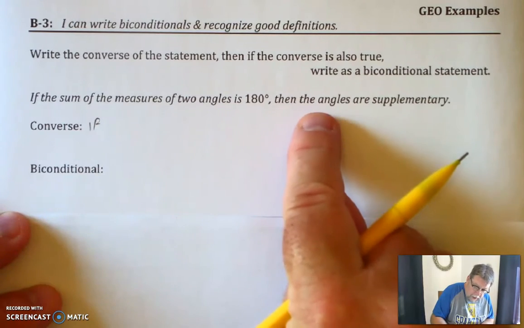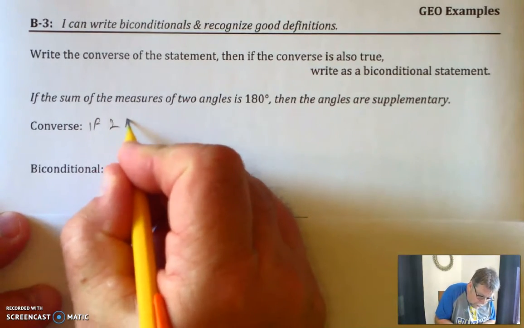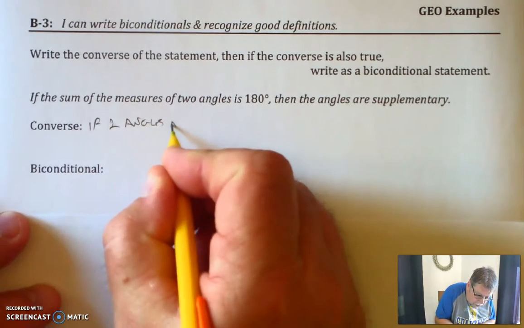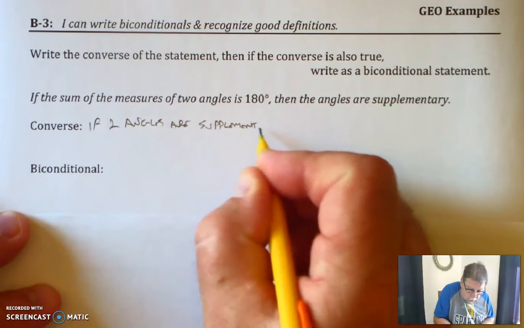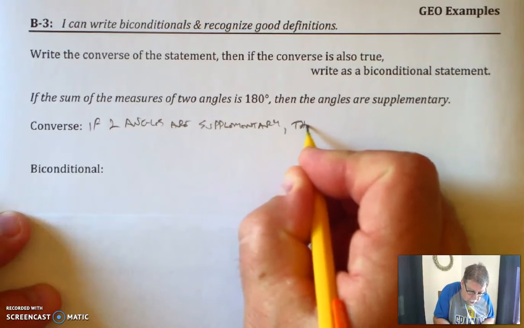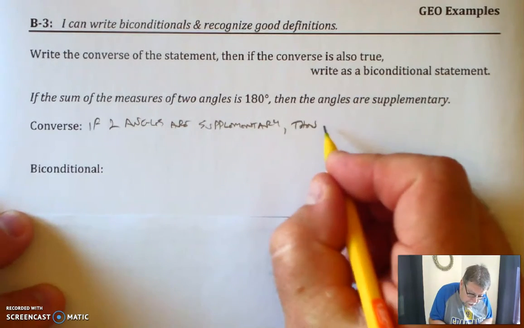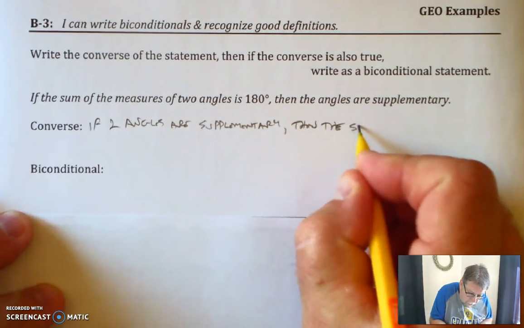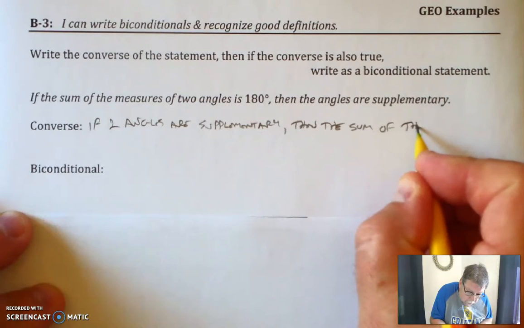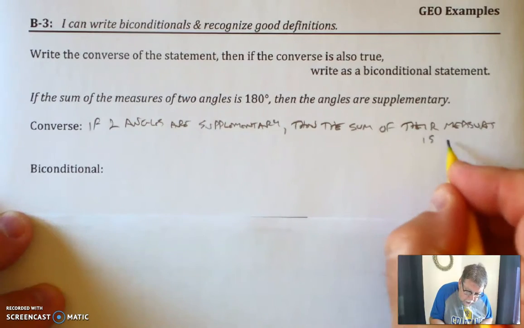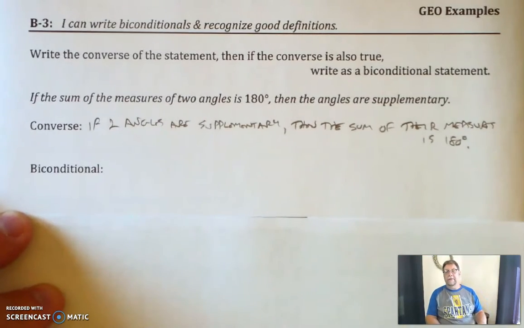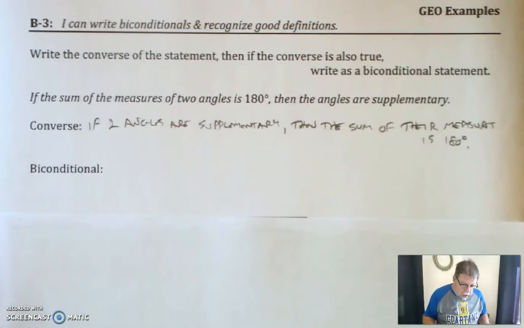So if two angles are supplementary, that would be the hypothesis. Then the sum of their measures is 180 degrees. That is the converse. And it's a true statement. So we can write this statement as a biconditional statement.